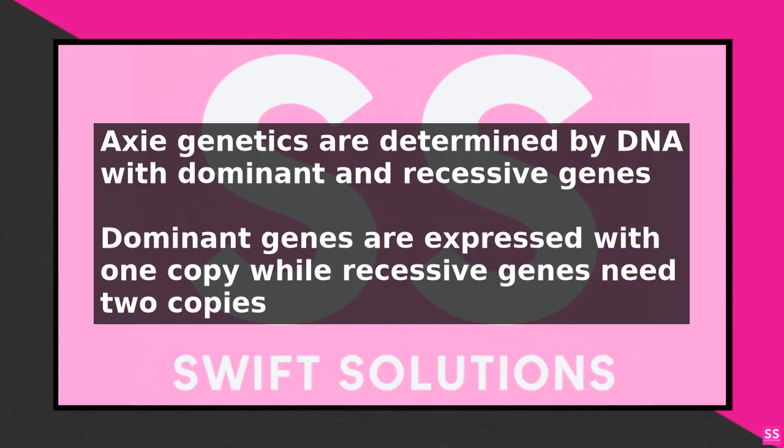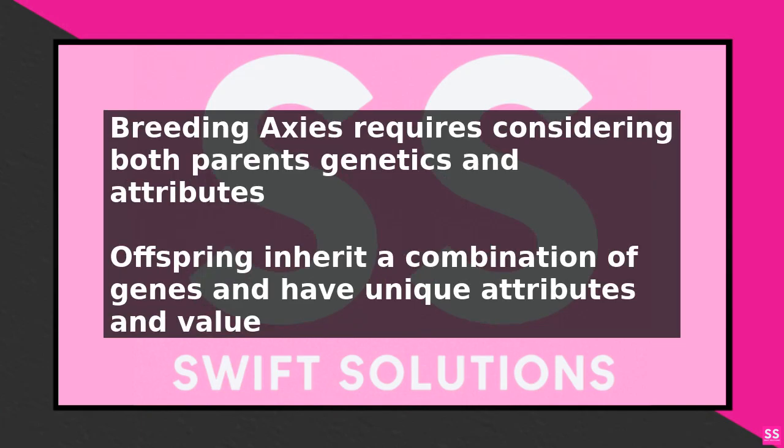When breeding Axies, it's essential to consider the genetics of both parents. The offspring will inherit a combination of genes from both parents, and the resulting Axie will have its own unique set of attributes. To maximize your ROI, you need to focus on breeding Axies with high-value attributes, such as high attack power or speed. You should also consider the rarity of the Axie, with rarer Axies generally being more valuable.